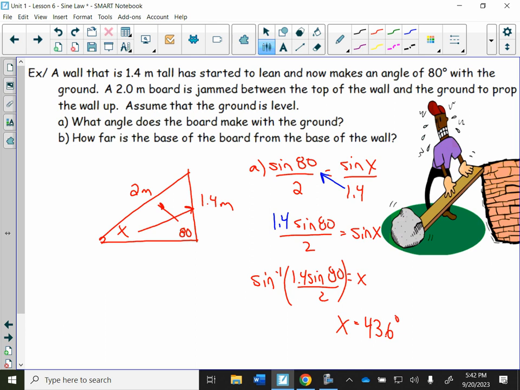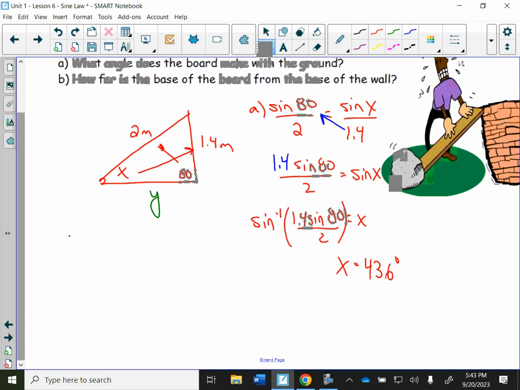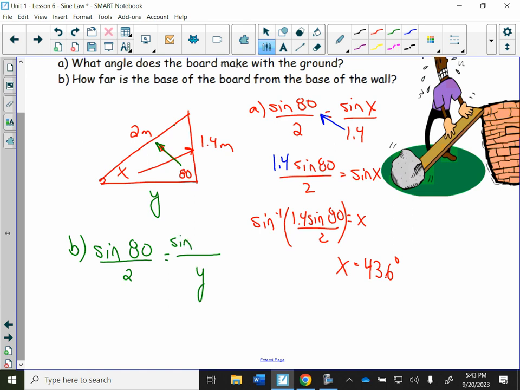All right, part B. How far is the base of the board from the base of the wall? In other words, how big is the bottom here? Well, it's still the sine law because I still know that the sine of 80 goes with 2. That hasn't changed, right? These two things are still across from each other. And if I want to find y, which is the side, I need the angle across from it. I need to know this angle. Well, I can find that angle if I stop and think about this one being 43.6, because now I have 2 of the 3 angles in a triangle. And if you know 2, you always know 3. The last one is 56.4 to make it add up to 180.